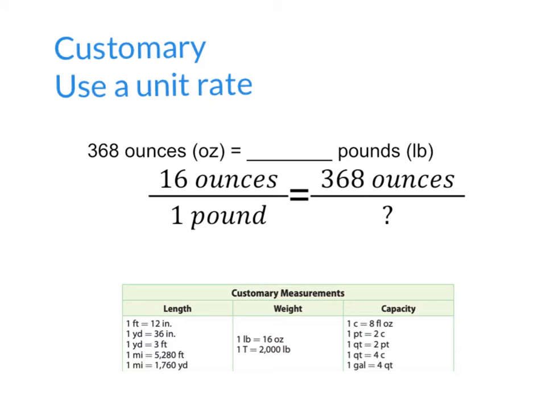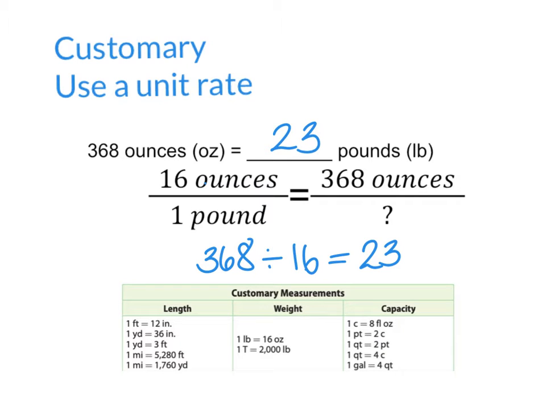When I do that division, I get 9 yards. All right, 368 ounces equals blank pounds. Again, here's my unit rate. There are 16 ounces in 1 pound. And so if I have 368 ounces, I'm going to divide by 16 ounces, the amount per pound, to figure out how many pounds that will be. When I do 368 divided by 16, I end up with 23 pounds.